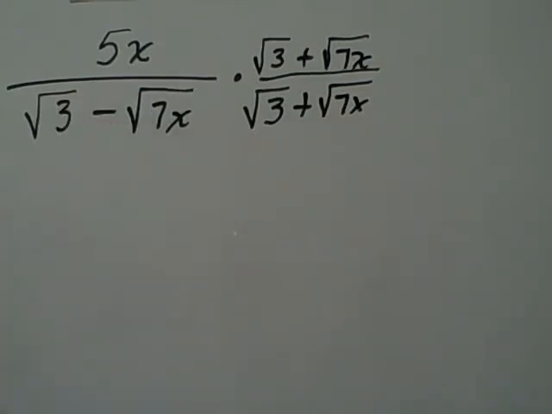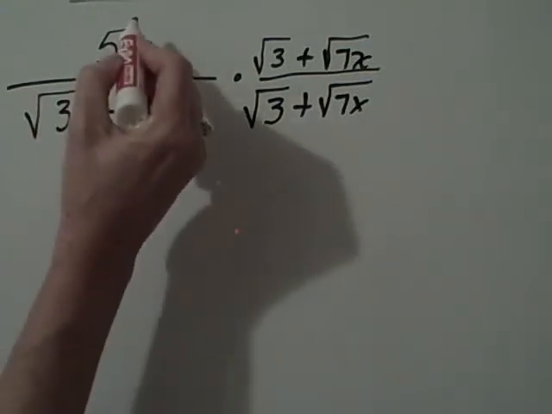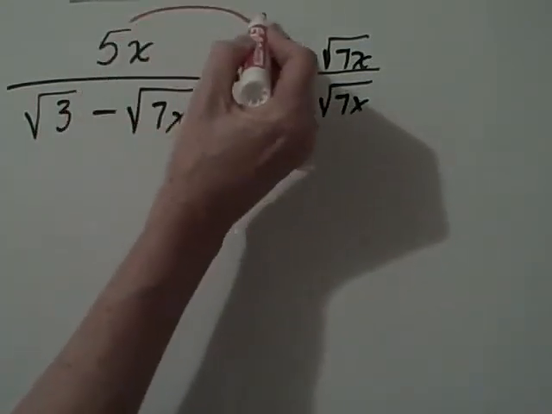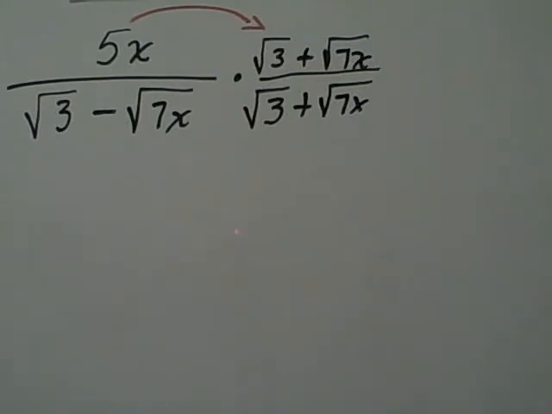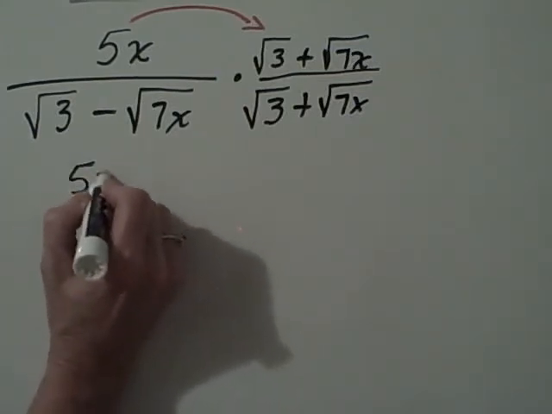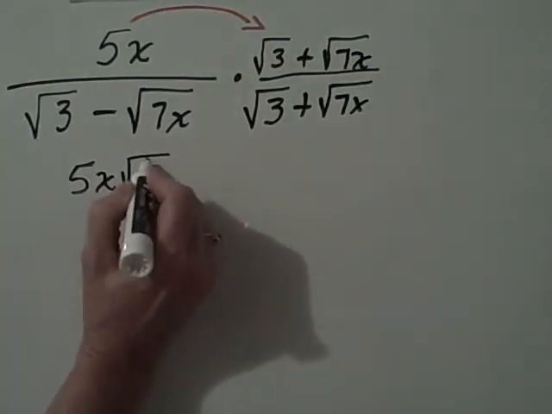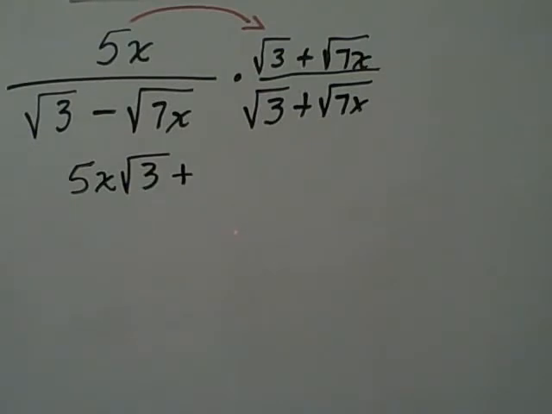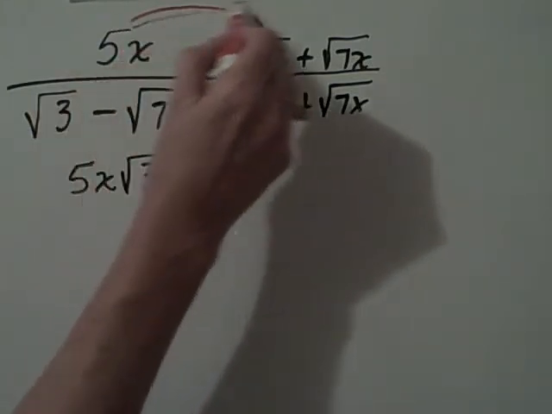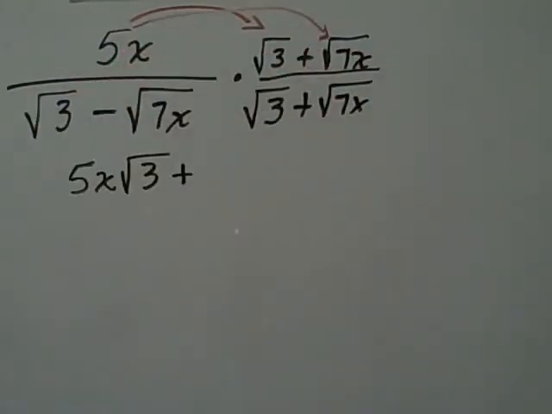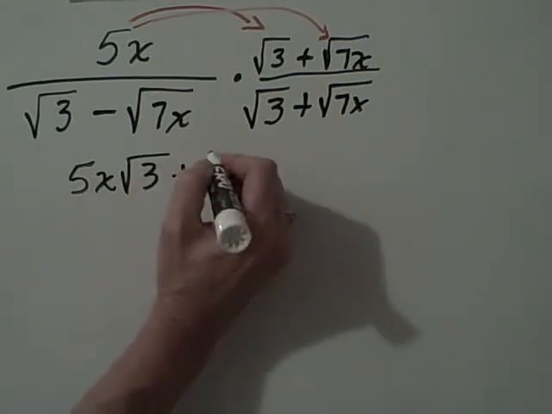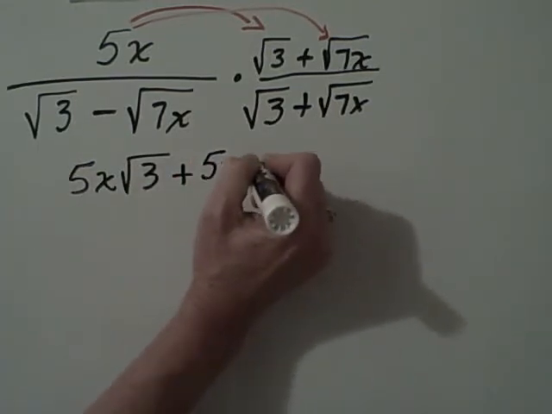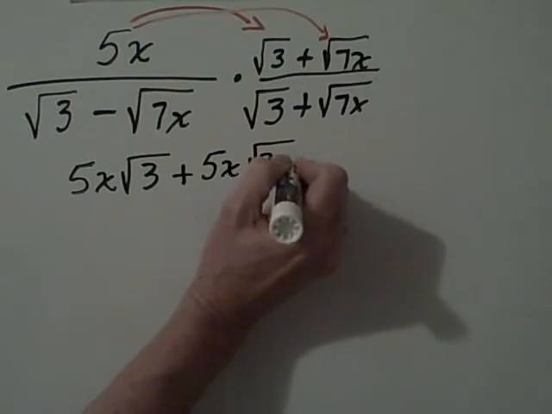We multiply in the numerator. Let's do that first. And we're going to use the distributive property. 5x times the square root of 3 is going to be 5x square roots of 3. Bring down our plus sign, and then we're going to multiply the 5x times the square root of 7x. So we get 5x times the square root of 7x.